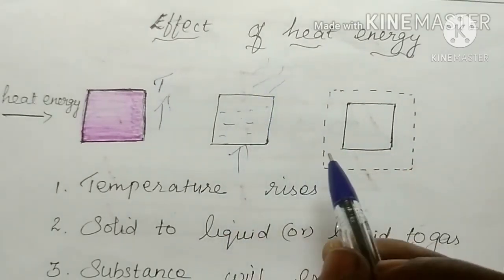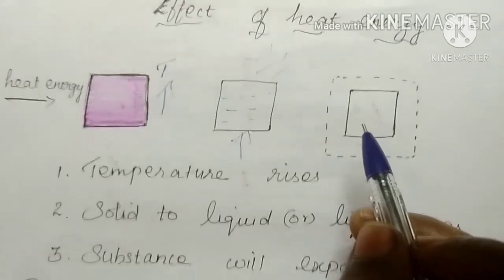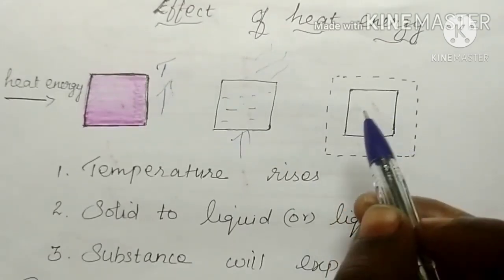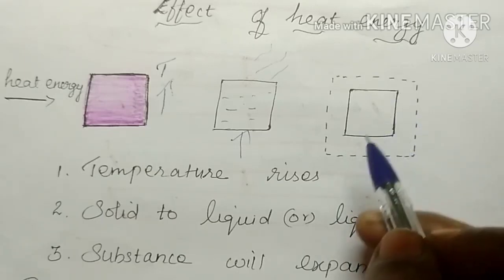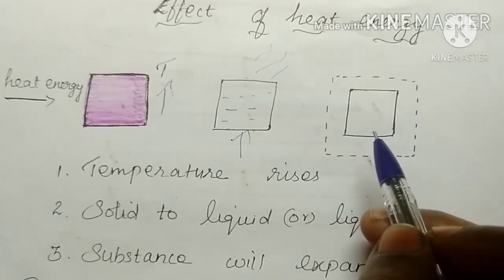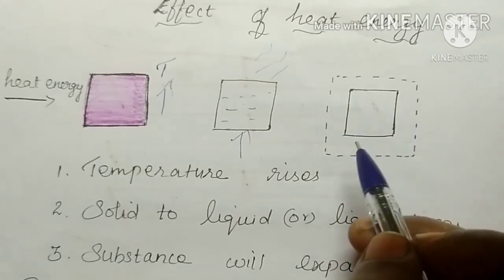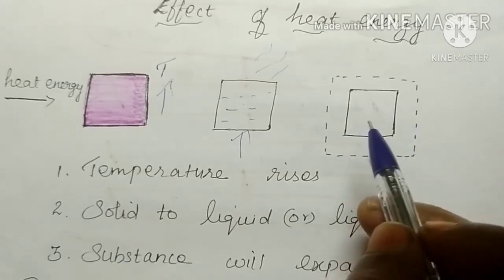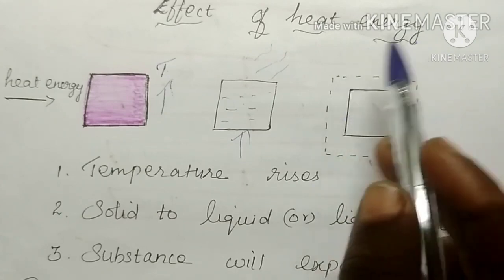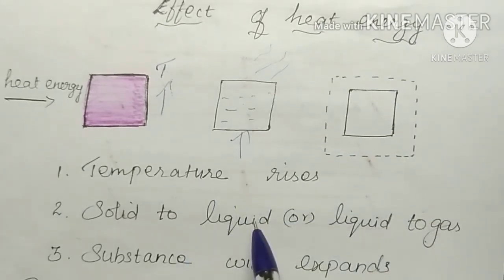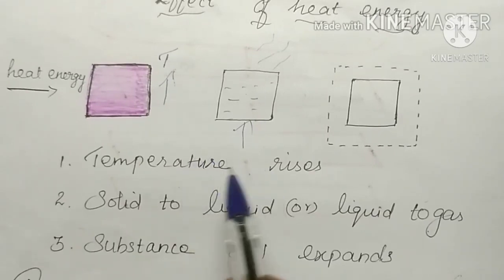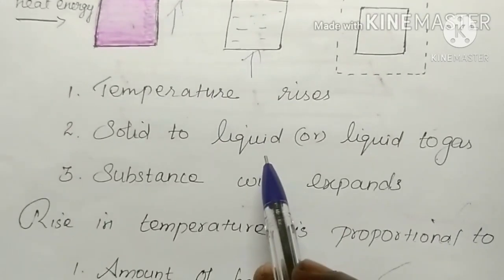And also we can observe the expansion of substances. Atoms and molecules present in the substance will vibrate from their original position. So expansion of substance takes place when we are applying heat energy. So these are the effects of heat energy. Temperature rises, solid becomes liquid, liquid changes to gaseous state, and the substance will expand.